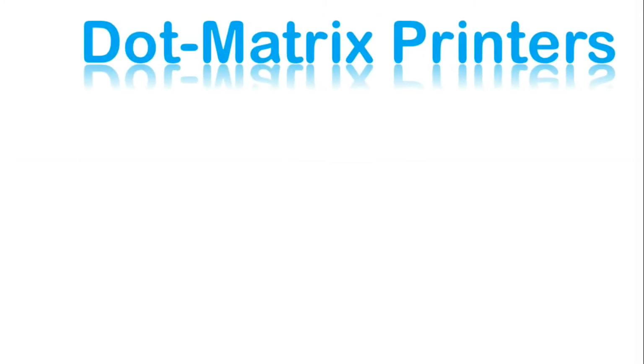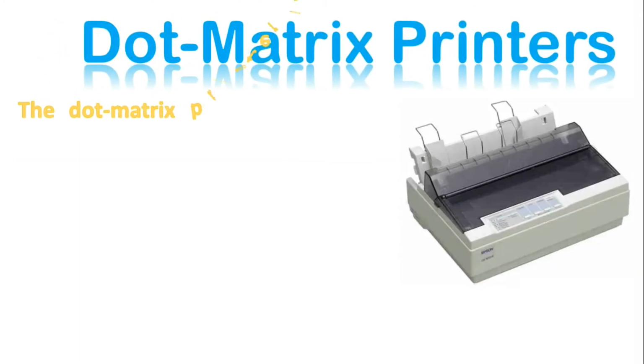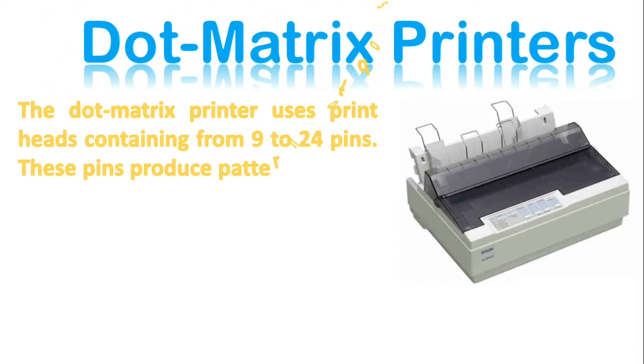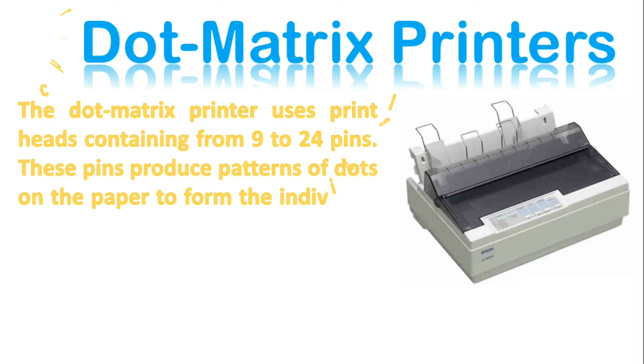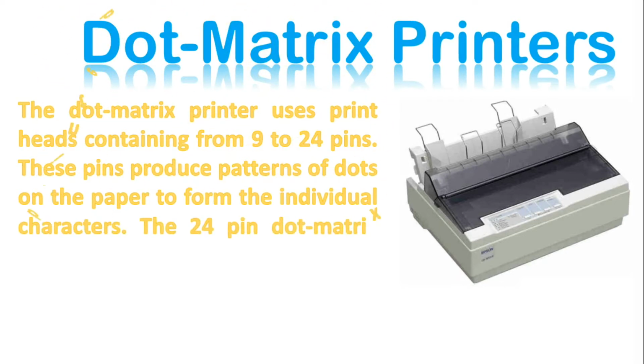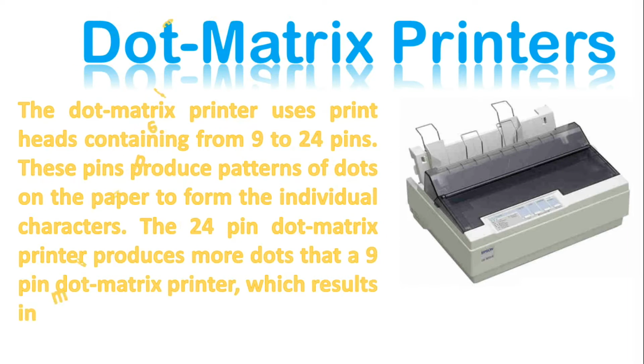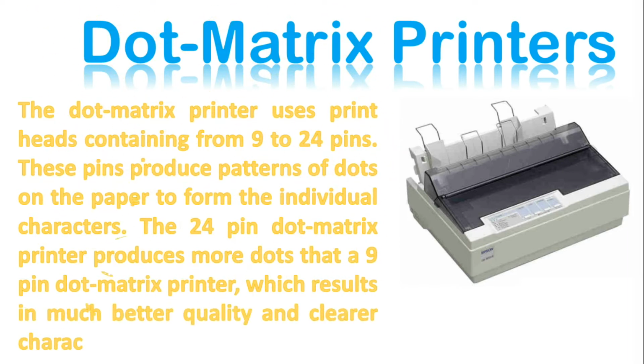Dot matrix printers. The dot matrix printer uses print heads containing from 9 to 24 pins. These pins produce patterns of dots on the paper to form the individual characters. The 24-pin dot matrix printer produces more dots than a 9-pin dot matrix printer, which results in much better quality and clearer characters.